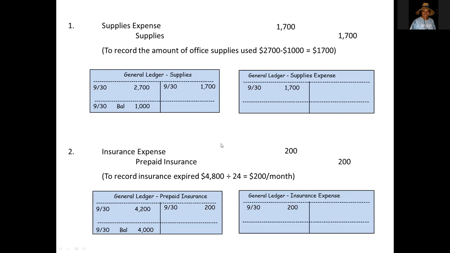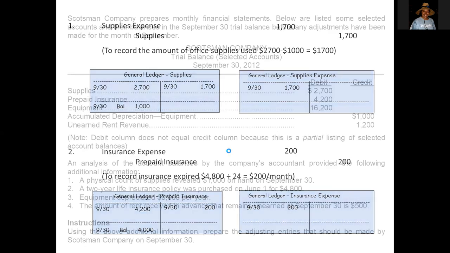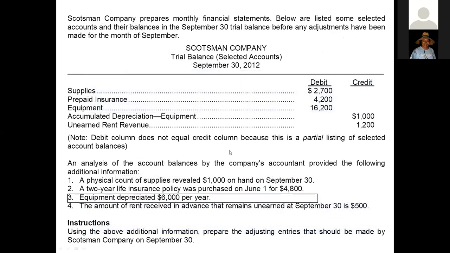But this is what you've got to be able to do, read between the lines when you're doing adjusting entries, yeah? Yeah, let's go on to the next one. Equipment depreciated $6,000 per year. Now, this is going to be covered in Chapter 9, depreciation. But basically, it's telling you that every year, the equipment account, which has a $16,200 balance in it, we have to depreciate $6,000 per year.